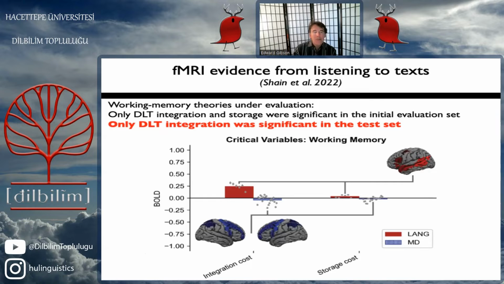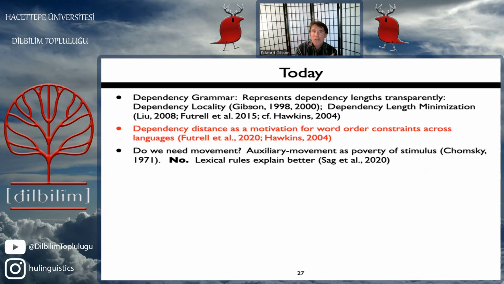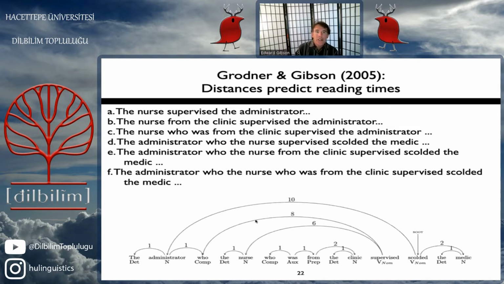So the point up to now is that this is a recent, very nice brain measure of dependency distance being a cost. That's what I've said. And the reason I like dependency grammar is that it represents those things very directly. The long-distance dependencies, you just read the distances off the structures.